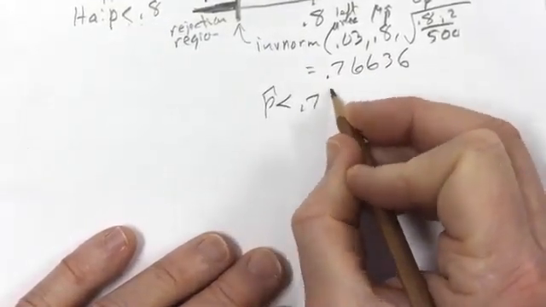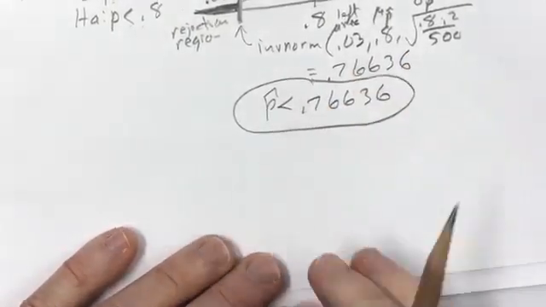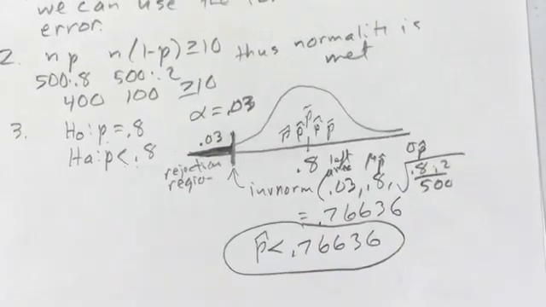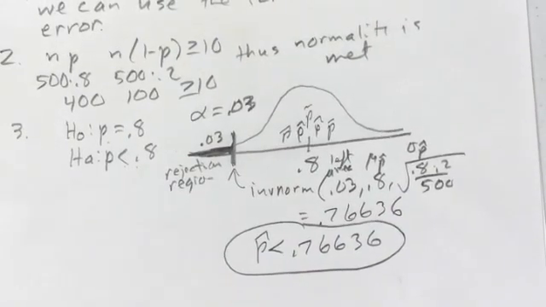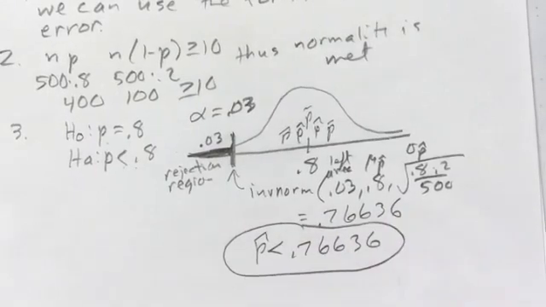Anything below 0.76636 would cause us to reject the null. That's it. That is how you find the values of p hat that you would reject using inverse norm with the left area. Any questions about that?